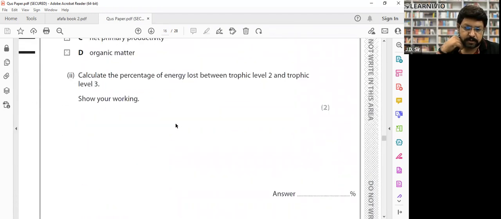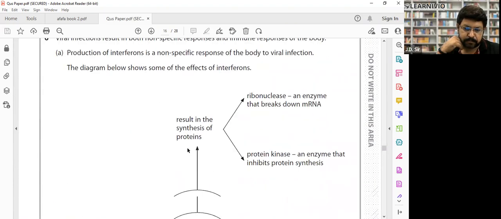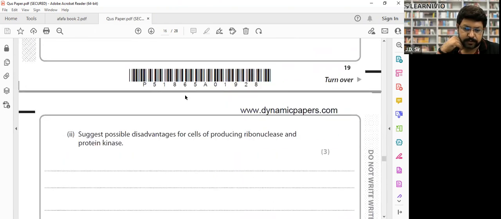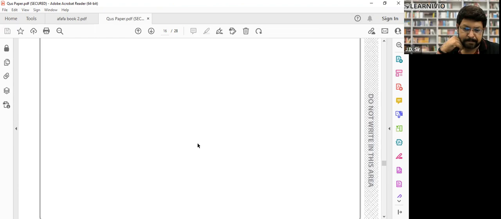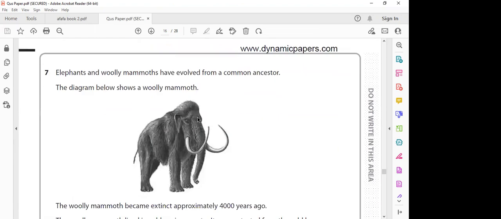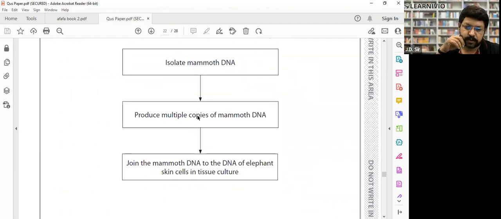This is a simple question, not a biotech question. These are yet to be done, right? Yeah, those are yet to be done. Biotech we will do, and genetics we will do.